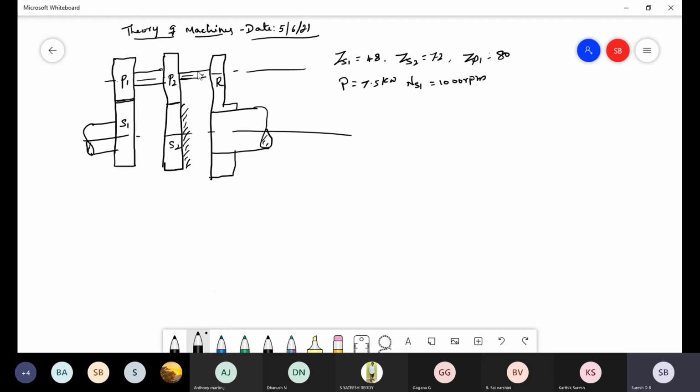Suppose P1 rotates in the clockwise direction, P2 also rotates clockwise, and the arm also rotates clockwise only, because all three gears are mounted on a single axis or the same shaft. Then this particular arm R is connected to the shaft. Here, which one is the input shaft and which one is the output shaft? Suppose this one is shaft number 1 and this one is shaft number 2.